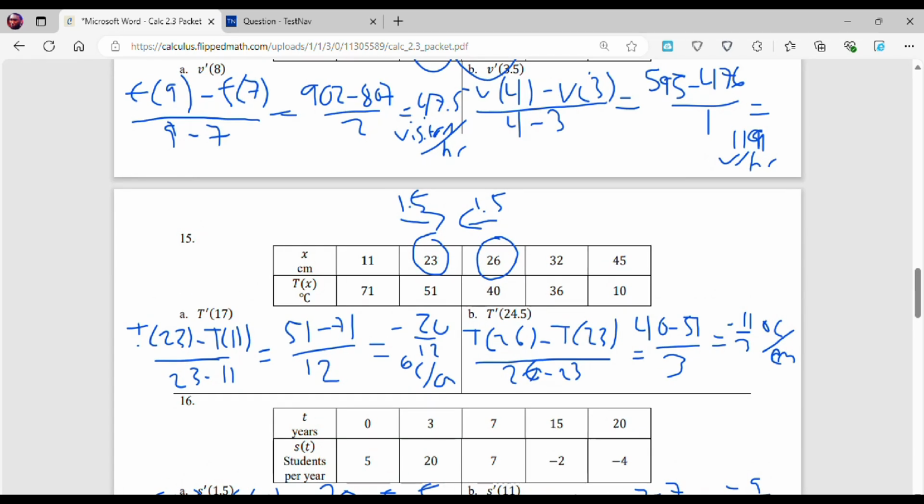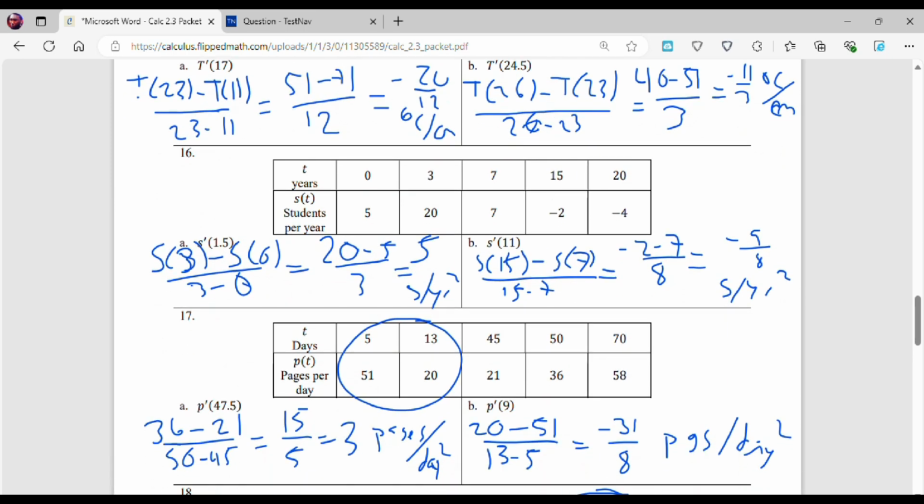Now, in some cases, it's not going to be exactly this. They're not going to be the same distance away. However, if it is the same distance away, that guarantees it. But sometimes you'll have, let's say, 22 and 26. You're still going to use those two numbers to approximate 24.5 because 24.5 lies within that range.